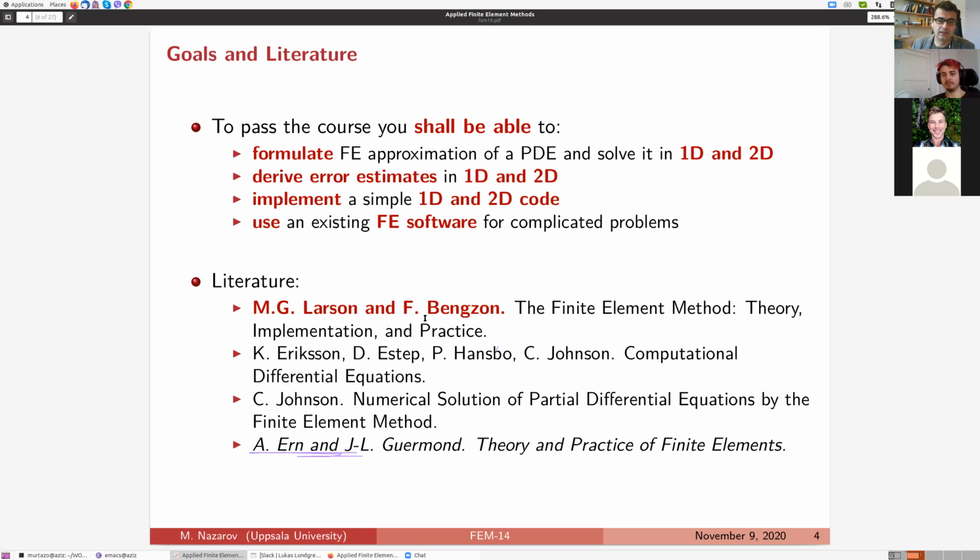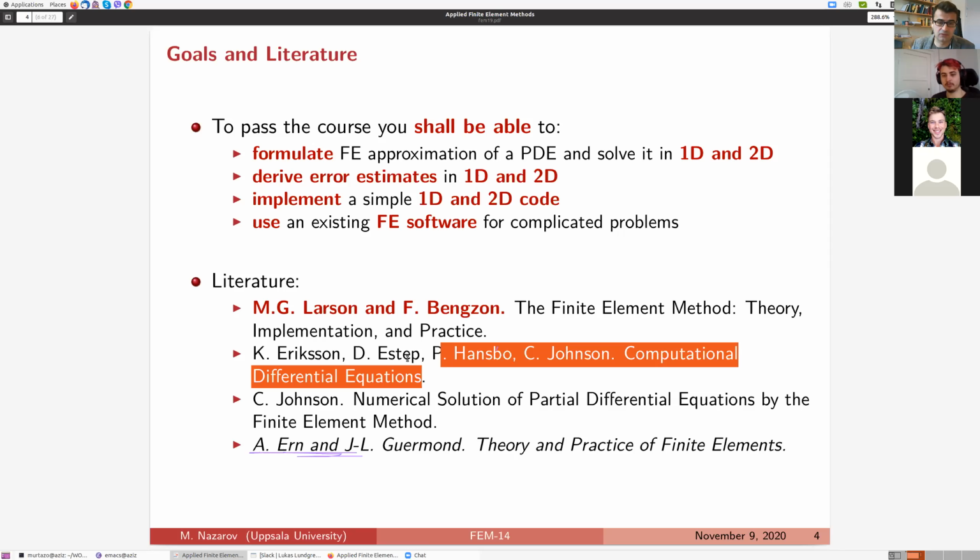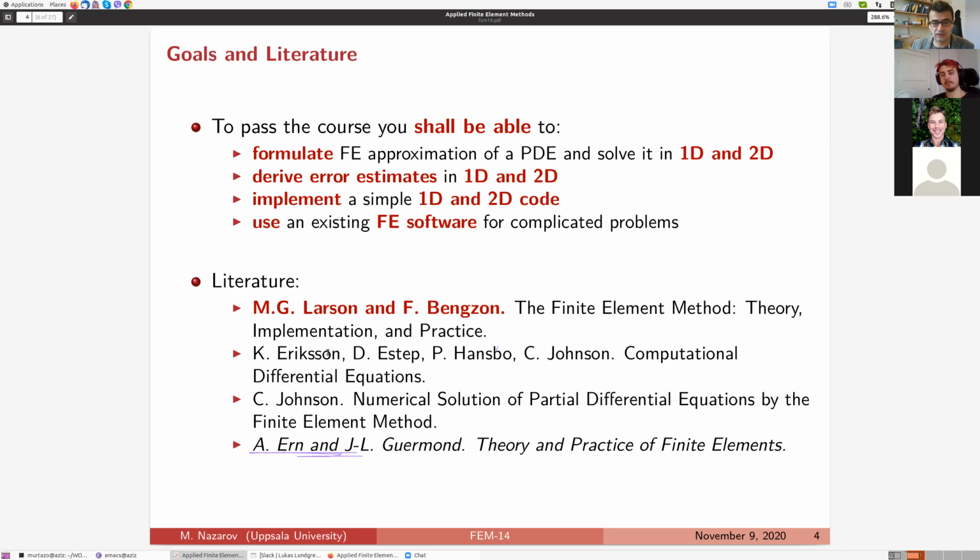Okay. Then we have some additional books. If you want to learn more about finite element, more details, there's a really good book by Claes Johnson. It's a big book, like thick, almost 600 pages, and there's a lot of application and implementation, error estimates, many things.